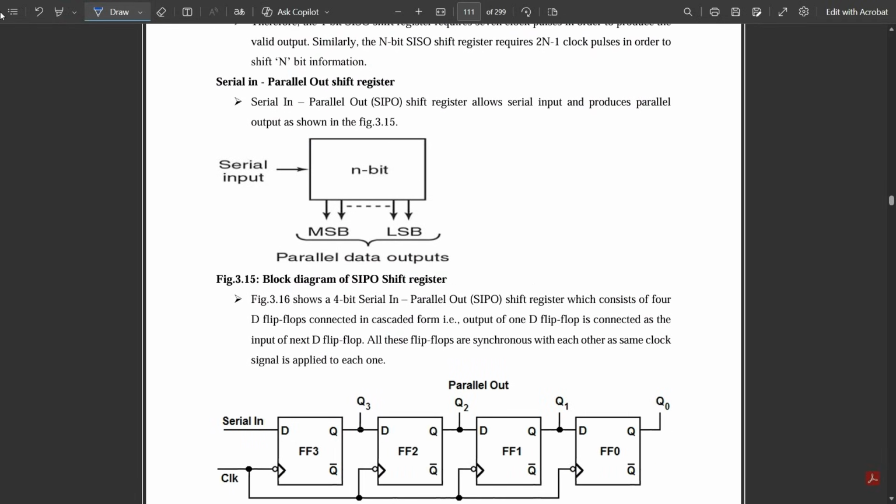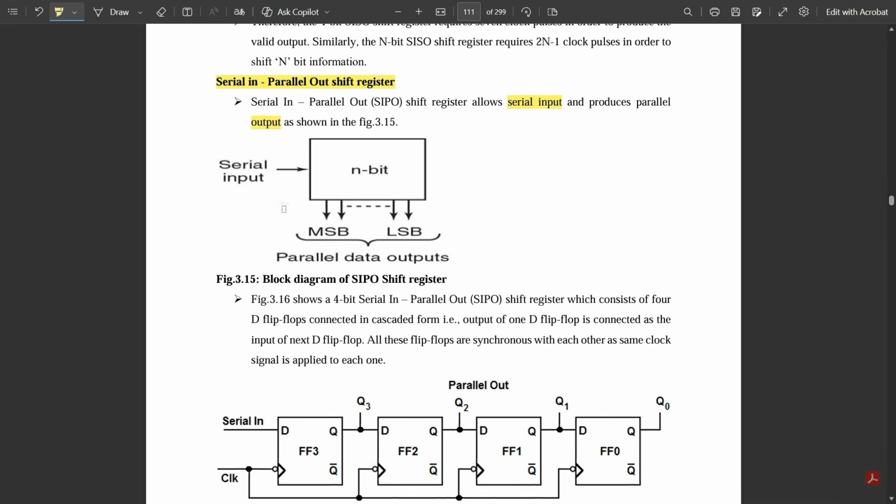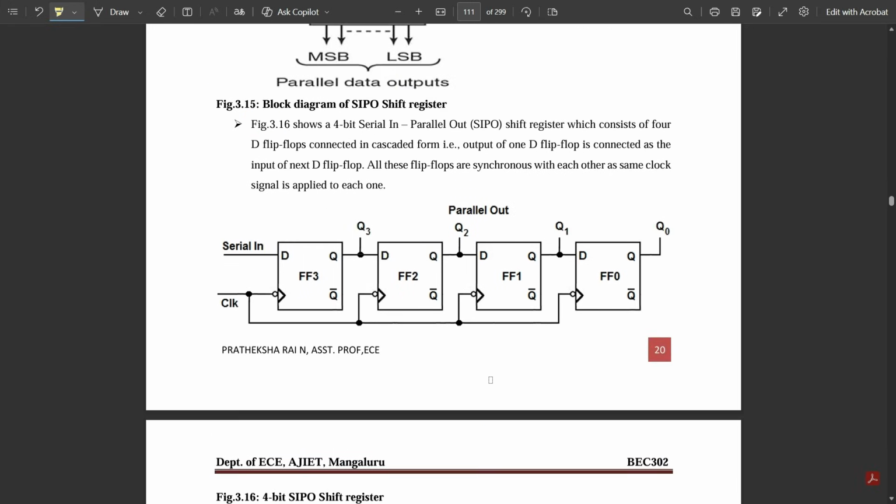Now let's get to the serial in parallel out shift register. Serial in parallel out allows serial input and produces parallel output. Okay, so this is the basic block diagram you see here. This is the serial input sent, and these are the parallel data outputs which are getting produced, which have some of the MSB and LSB bits. So the block diagram for a 4-bit serial in parallel out shift register is given here.